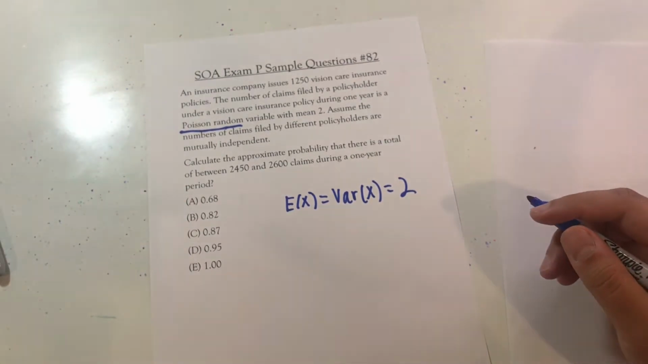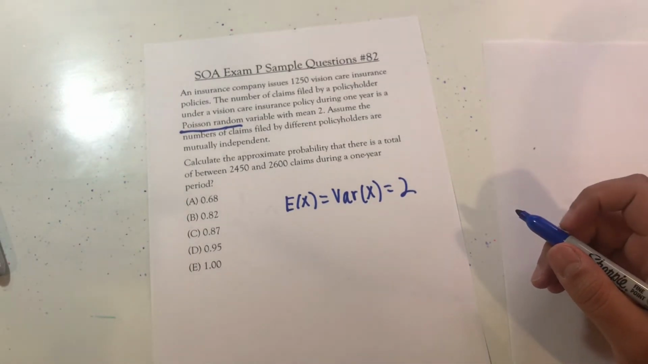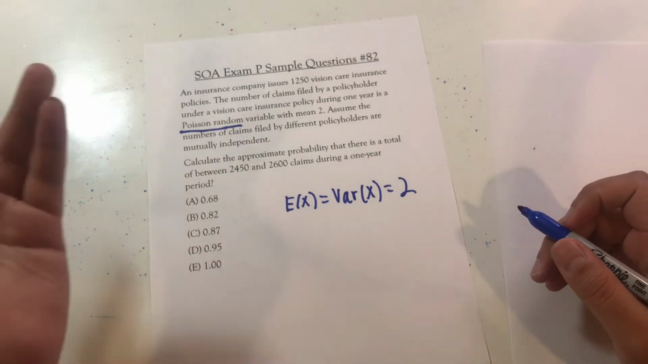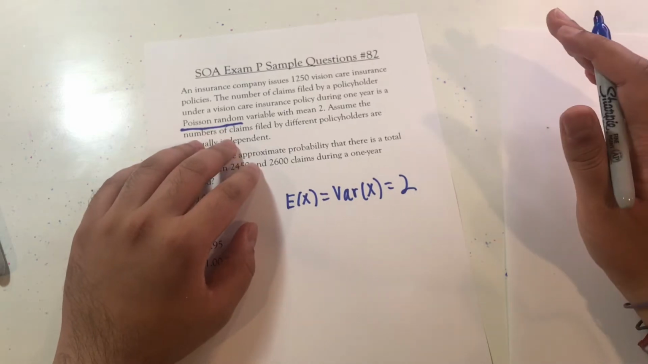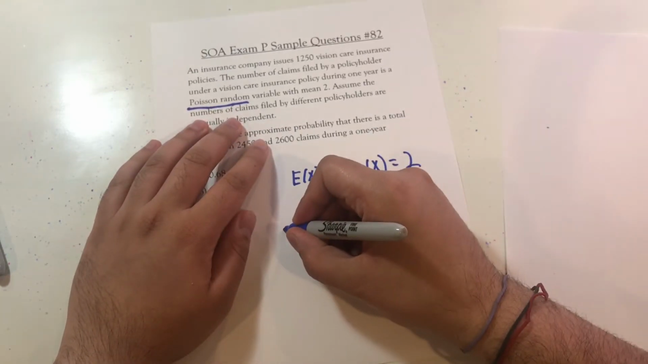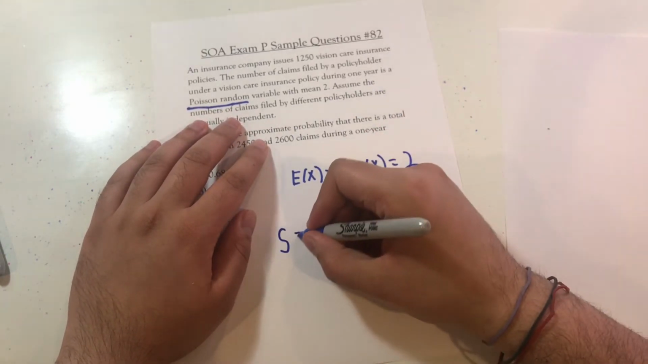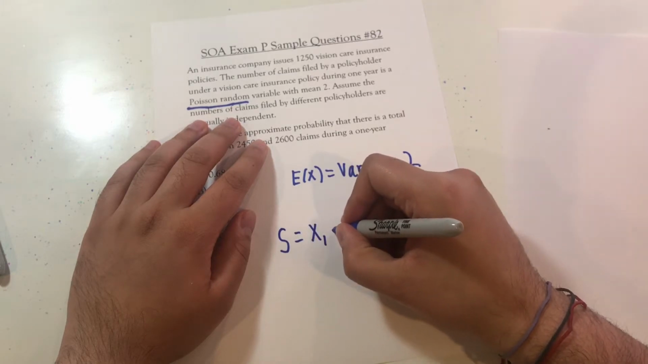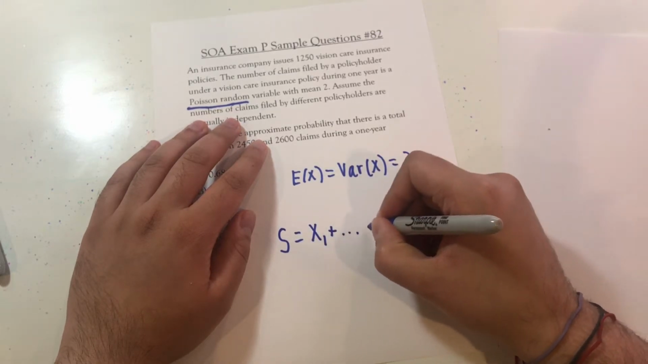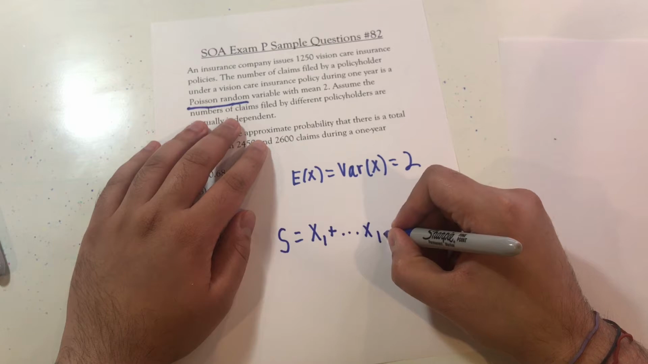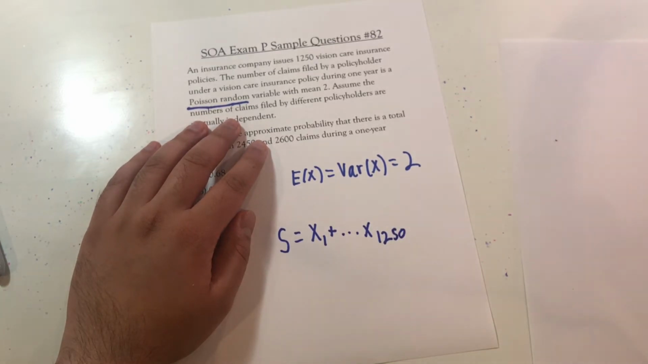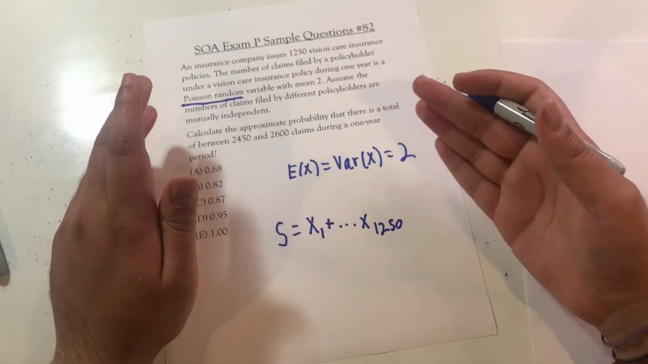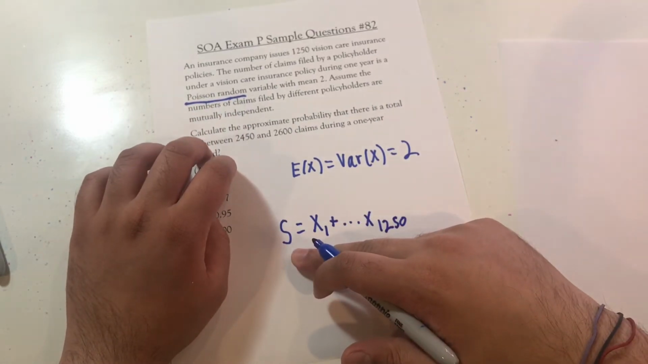Okay, so the random variable we're interested in is the sum of all these 1,250 claims. So I'll just use S for sum, right? Seems easy enough. And that's equal to X of 1 plus all the way to X of 1,250. And we're going to need the expected value as well as the variance for S.